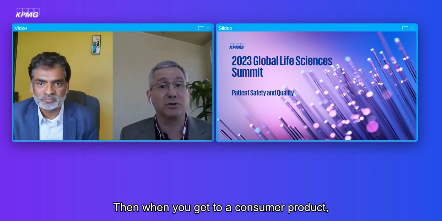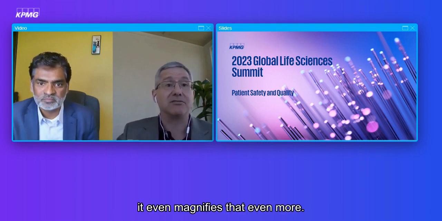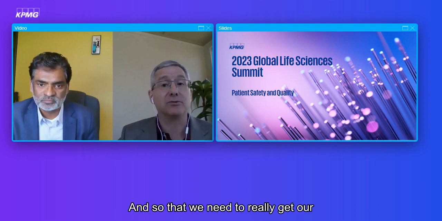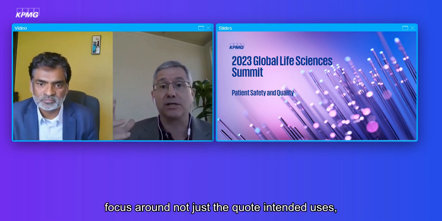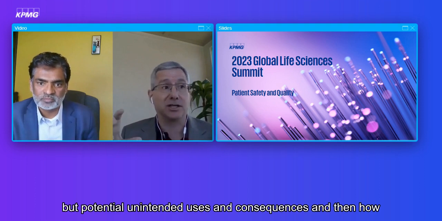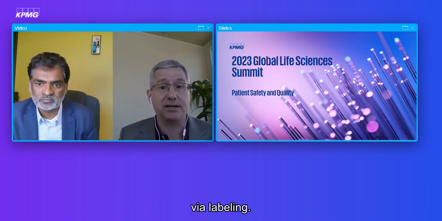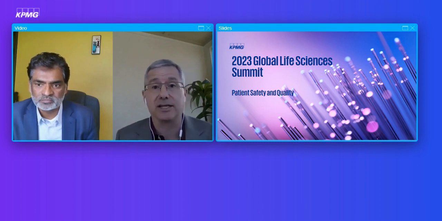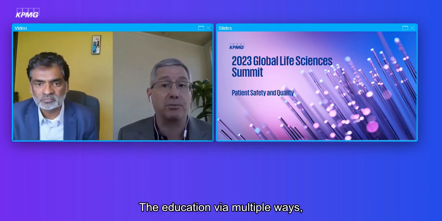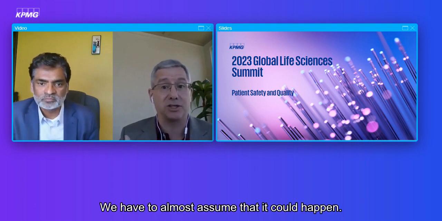Then when you get to a consumer product, a wider scope, wider scale of users, it magnifies that even more. And so we need to really get our focus around not just the, quote, intended uses, but potential unintended uses and consequences. And then how do we compensate for that? Via design, via labeling, via education, via multiple ways. But we just can't assume that it's not going to happen. We have to almost assume it could happen.